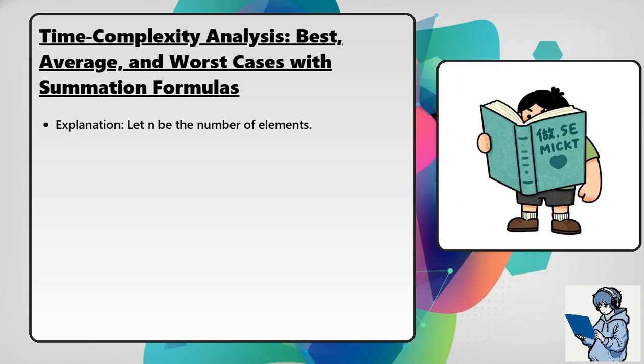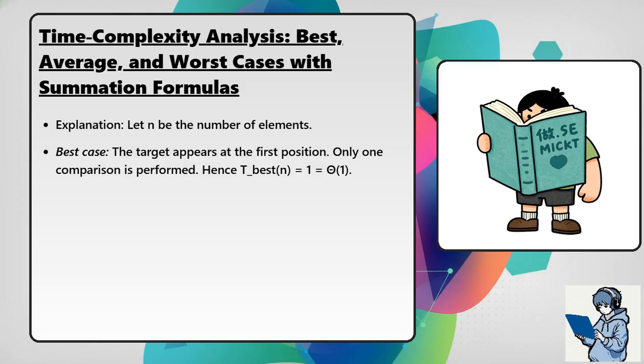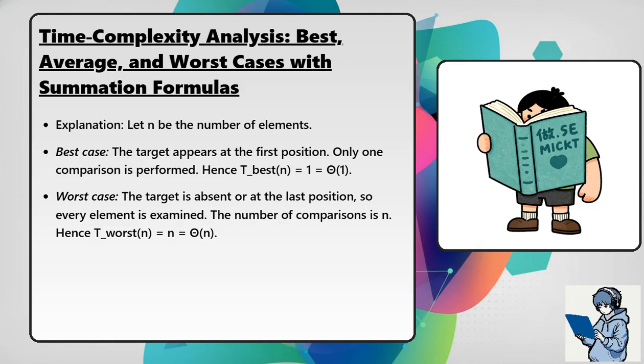Explanation, let n be the number of elements. Best case, the target appears at the first position. Only one comparison is performed. Hence, T_best(n) equals 1 equals Theta(1). Worst case, the target is absent or at the last position, so every element is examined. The number of comparisons is n, hence T_worst(n) equals Theta(n).